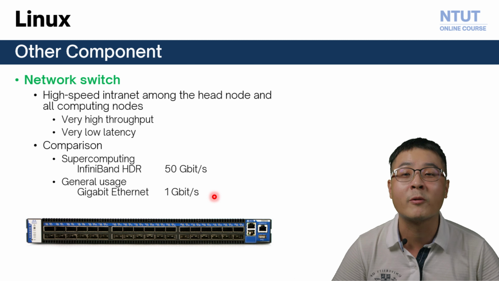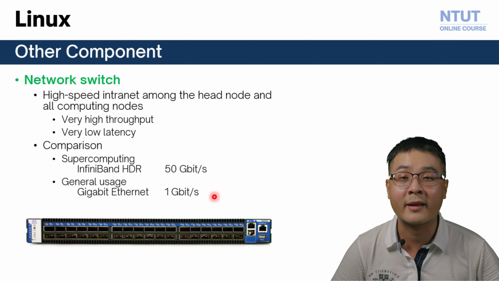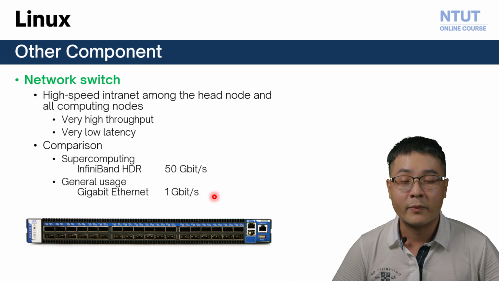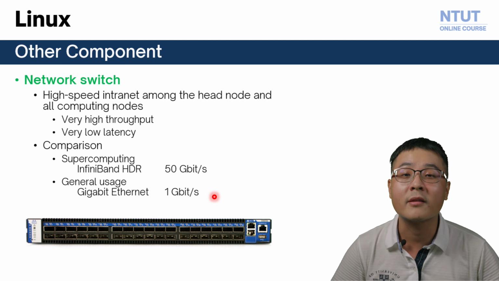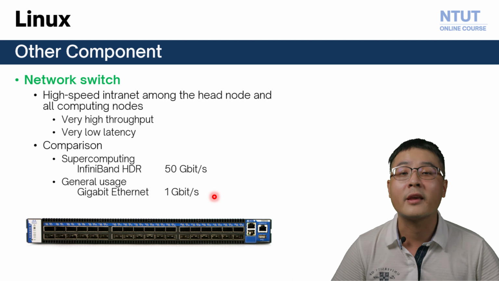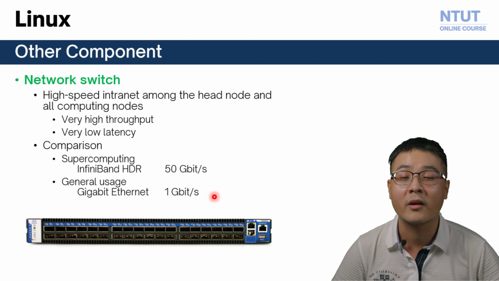And below is a photograph of an InfiniBand switch. So you will see that this switch can connect to at least 20 or more computers with relatively high speed in comparison to a general gigabit Ethernet switch.